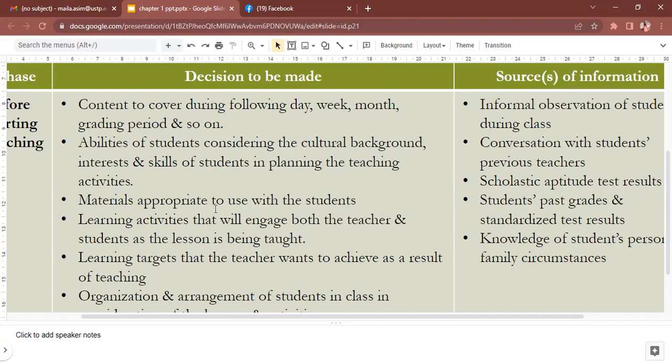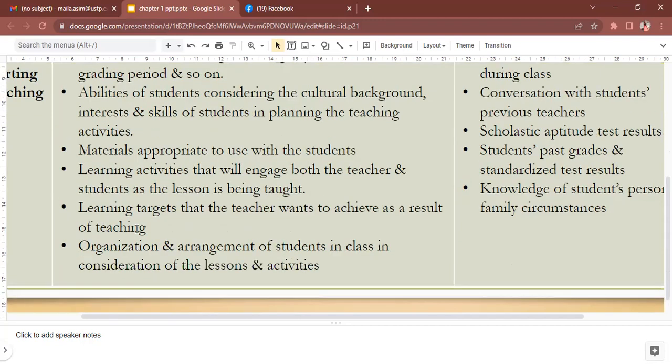Okay? So next is learning targets that the teacher wants to achieve. So what are the learning targets? What are the goals? What are the objectives? Dapat nakauna na ta anay para ato ang mag-guide sa atong students ug unsa kinahanglan nila ma-achieve and ma-attain after sa ato ang klase.